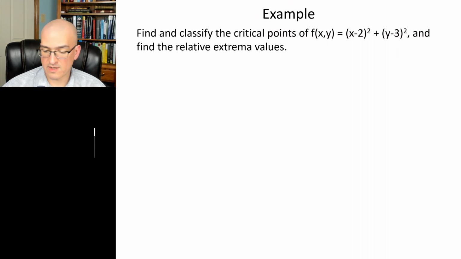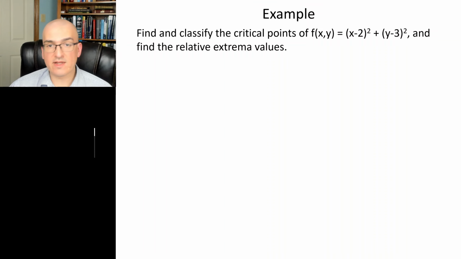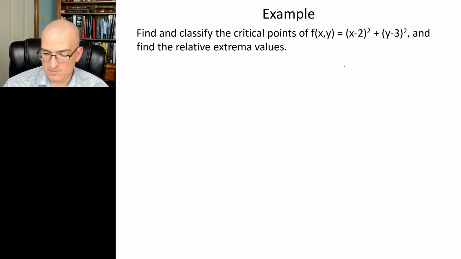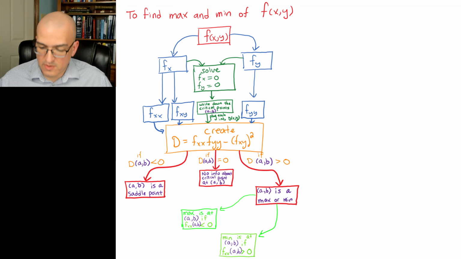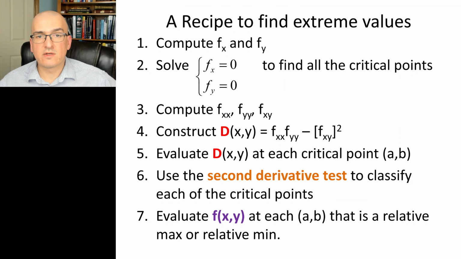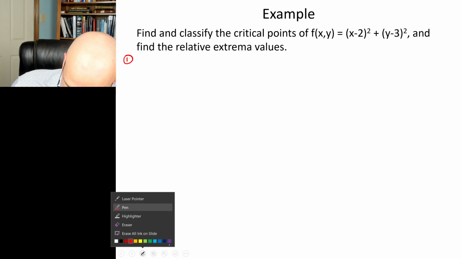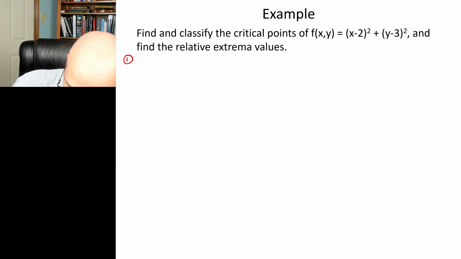All right, welcome back. In this video, I'm going to go through some examples of finding and classifying critical points of multivariable functions. The first problem here, we're given the function, and we're going to go through this recipe for finding local max and local min using the second derivative test. So step one is I'm going to take fx and fy, first partial derivatives.